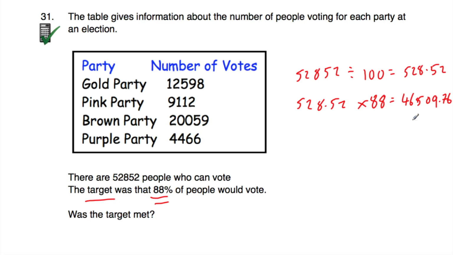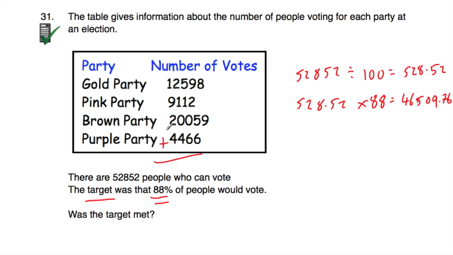But that means that if 46,510 or more voted, that means that at least 88% of the people voted, so the target was met. If there were only 46,509 or anything below this number, that means that less than 88% of the people voted, so the target wouldn't have been met. So let's have a look. That's the target, 46,509.76. Let's add together the number of people that voted and see what we get.